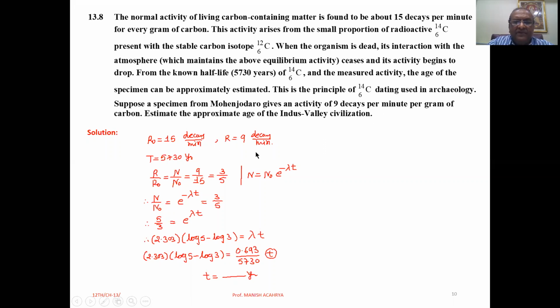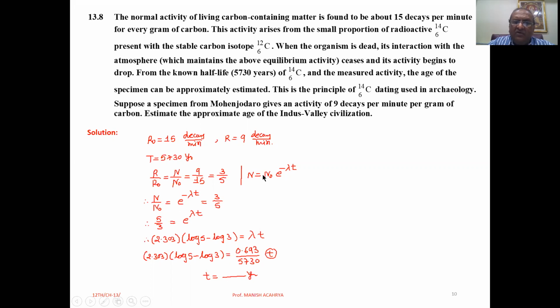Very simple. The question is lengthy, but the solution is very simple. Initial activity given to you is 15 decays per minute. Then final activity is 9 decays per minute. Final means present one. So here half-life is also given to you, 5730 years. Now R upon R0, that we can write as N upon N0. So that is 9 by 15, and that is 3 by 5.